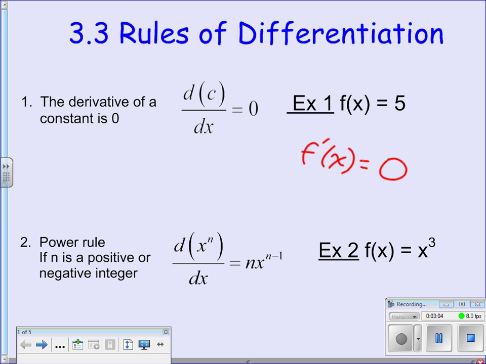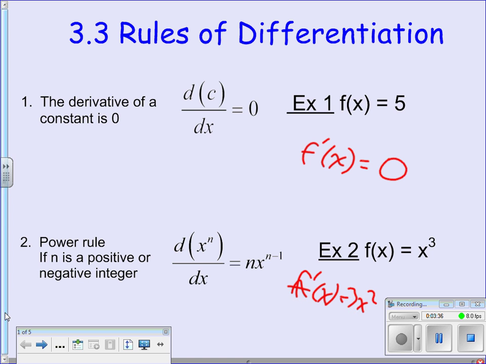So, if f of x is equal to x cubed, f prime of x is 3x squared. Bring the power down in front, reduce the power by 1. Once again, it does not matter what the exponent is. It works for any exponent, positive, negative. Your book actually has 2 rules, one for negative exponents, one for positive exponents, but it's the same rule. I don't know why they have 2 rules.